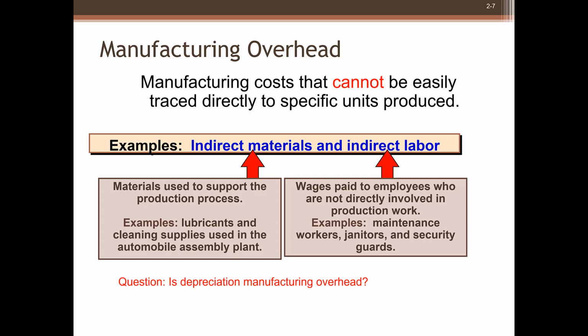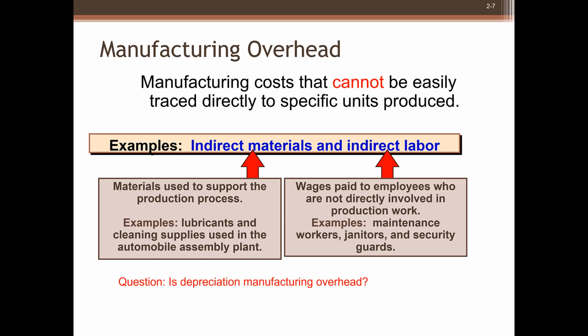Here's one question. Is depreciation manufacturing overhead? In the Intro to Financial Accounting class, you've learned depreciation. Depreciation is for PPE, property, plant, and equipment. For all PPE except land, we should do depreciation. We allocate the cost of PPE to expense systematically and rationally. This process is called depreciation.